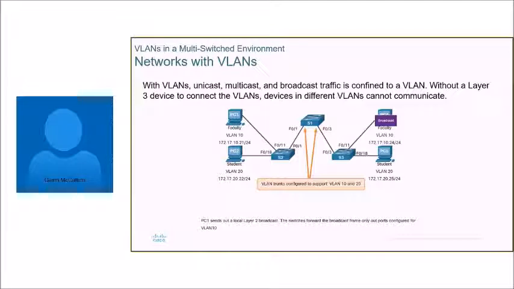Without a layer 3 device connecting the VLANs, devices on different VLANs cannot communicate. Because they're on different subnets, and also the switches partition the VLANs apart from one another, they can't talk to one another directly. And so you need a router to actually get that to happen.